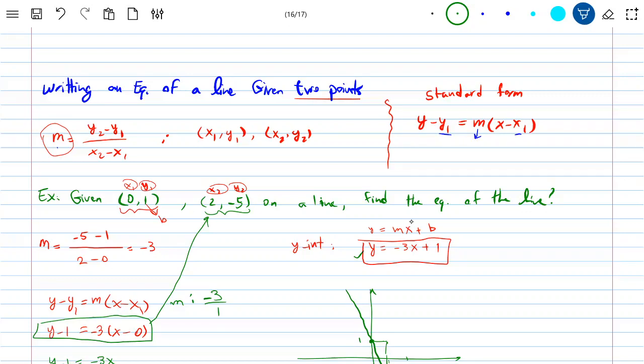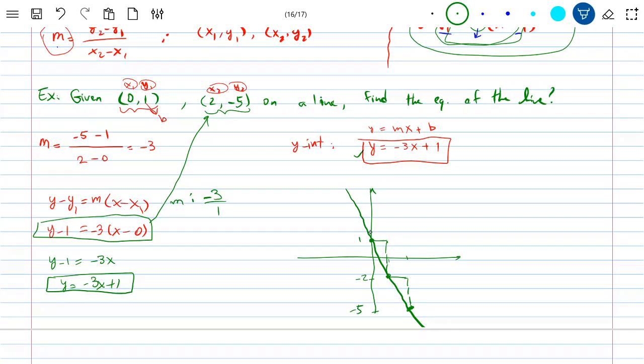What if you're given 1 point and the slope? If you're given 1 point and the slope, then simply use the standard form, because you're given the slope and you're given a point. If you're given 2 points, then you have to figure out the slope. That's why we did this extra step. It's the more difficult one.